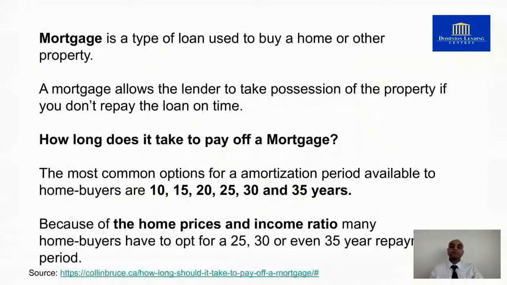A mortgage is a type of loan used to buy a home or other property. A mortgage allows the lender to take possession of the property if you don't repay the loan on time. How long does it take to pay off a mortgage? The most common options for an amortization period available for a home buyer are 10, 15, 20, 25, and even 35. Some lenders go up to 35. Because of home prices and income ratios, many home buyers have opted for a 25, 30, or even 35-year repayment plan. And all the information here has been sourced from a reliable source.